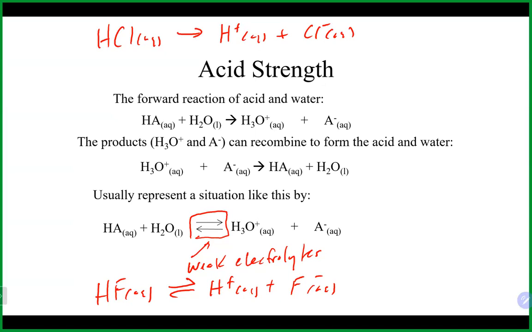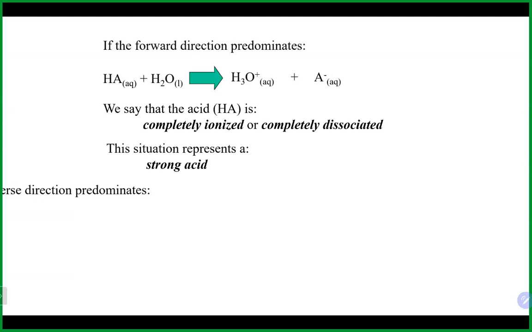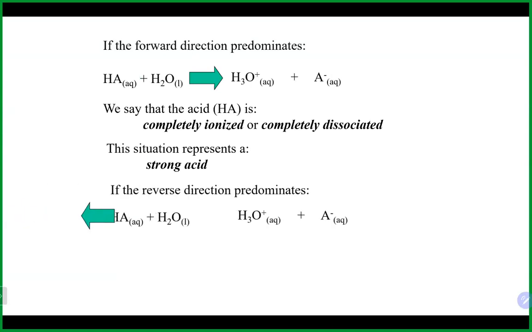So let's talk about how we can figure out whether it's going to be a strong acid versus a weak acid. Obviously, strong acids and strong bases are strong electrolytes, and weak acids and weak bases are weak electrolytes, which means they really do stay together. One of the big hints is if you see those reversible arrows, it's going to be either a weak acid or a weak base. But if we have a strong acid, it will completely dissociate. And if the reverse direction goes, we'll have a weak acid.